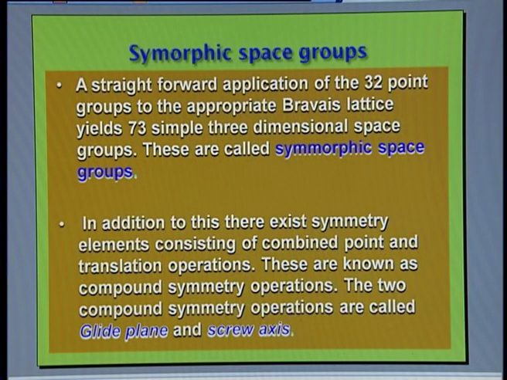The Symmorphic space groups are those where, when you associate the point groups with the relevant lattice, it gives rise to 73 space groups. So these are called the Symmorphic space groups. Here I have shown you what the Symmorphic space groups are. A straightforward application of these 32 point groups to the corresponding unit cells gives rise to 73 space groups, which are called Symmorphic. Non-Symmorphic space groups include additional symmetry elements which we have not considered so far. These two additional symmetry elements are called glide plane and screw axis.